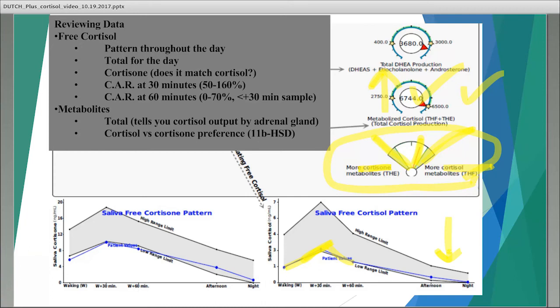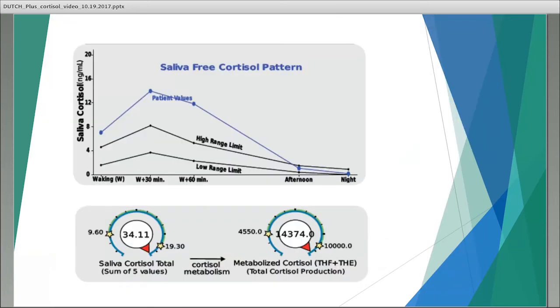What's the overall up and down pattern? How much free cortisol do we have at different parts of the day and as a total for the day? What's the total of the metabolites, and what does that tell us about cortisol production and cortisol clearance? And then do we have a metabolic preference here between cortisol and cortisone? And then you can look on the steroid pathway in there to see the types of things that influence cortisol, like inflammation, low thyroid, or cortisone.